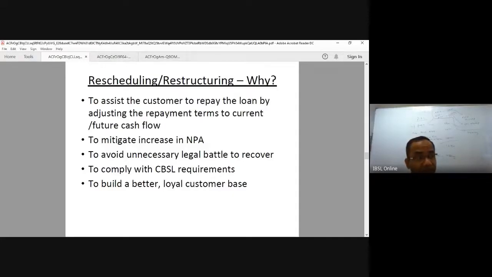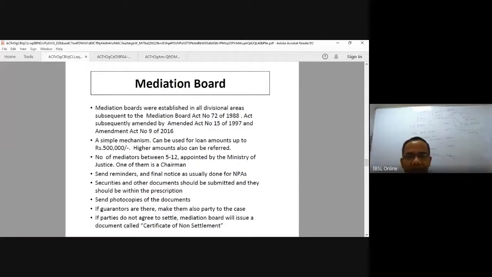When you're going for action against the customer and selling their assets, going to courts and all that, after that we can't expect them to be in our customer base. Once that is done and finished, we lost the customer, right? Okay.